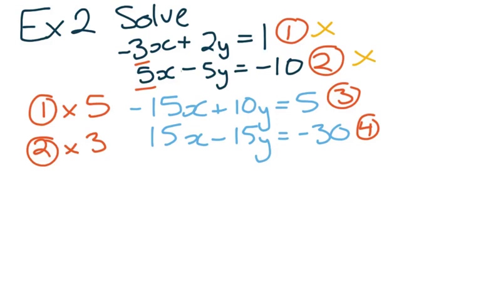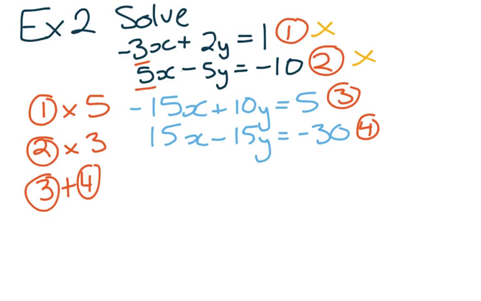If we do take away, so if we do 3 take 4, we'll end up with negative 15 take 15, and that gives us negative 30. That's not giving us 0. We need the x's to be 0 here. So the way that we can get the x's to be 0 is if we do 3 add 4, and that would then bring the x's to 0 because negative 15 plus 15 is 0.